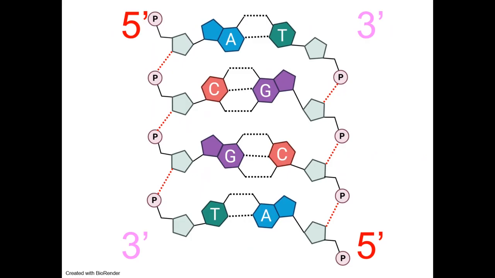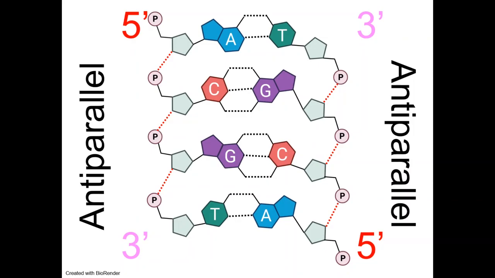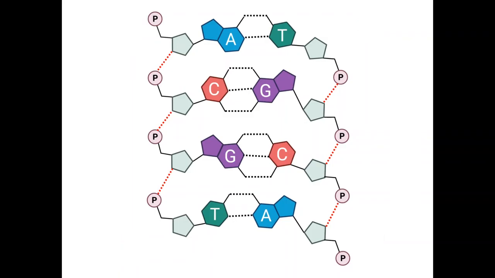Can you see how these ends are opposite of each other? This is because DNA is anti-parallel, meaning the strands run in opposite directions, kind of like a highway. One lane runs north and the other lane runs south. The chain of nucleotides we have constructed is called a nucleic acid.